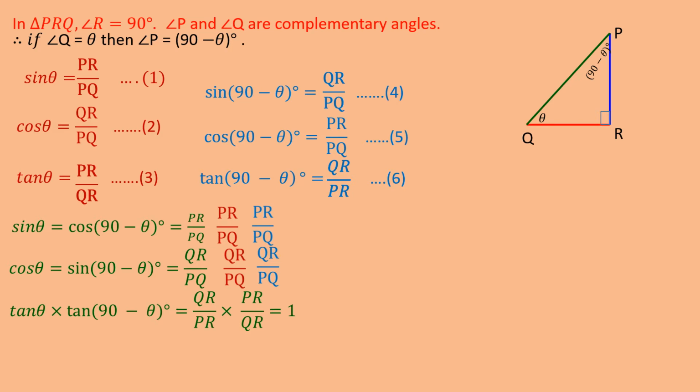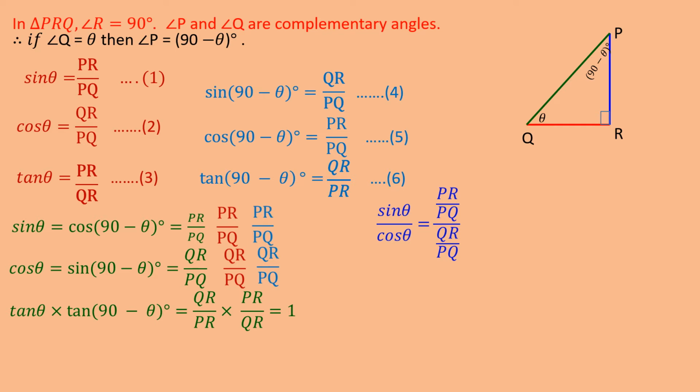Then we have tan theta. Tan theta is equal to PR upon QR and tan 90 minus theta is QR upon PR. When you see the ratios on the right side, they are reciprocal to each other, and whenever they are reciprocal to each other and we multiply them, we get the value 1. Therefore we say that tan theta into tan 90 minus theta equals 1.